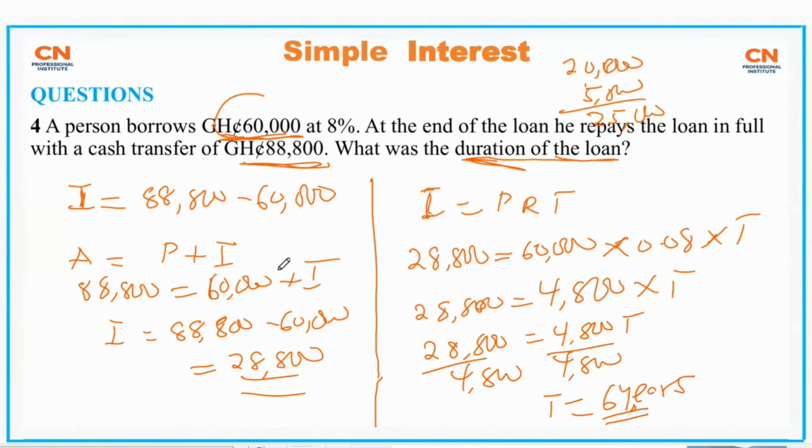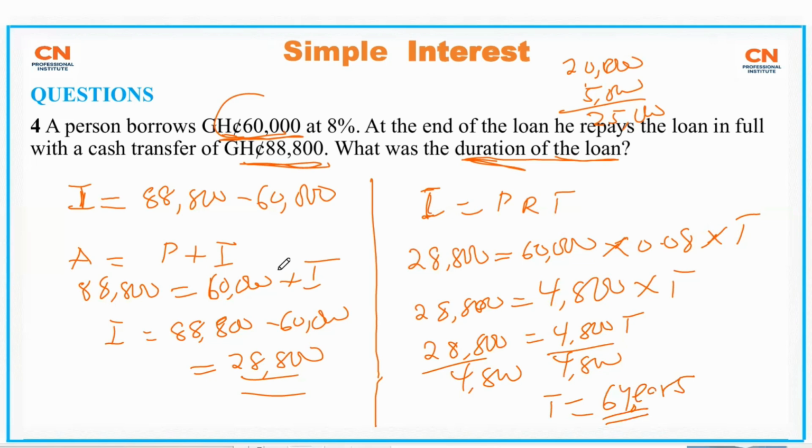All right. So can you see how we go about this question? It's very simple. Just know that interest is not given to us, but we know the difference between the amount that we have to pay back, that's the 88,800, and the 60,000 principal, which is 28,800. Then we just set up the formula: interest is equal to principal rate time, and then we make T the subject. That's all. So we have our 6 years.